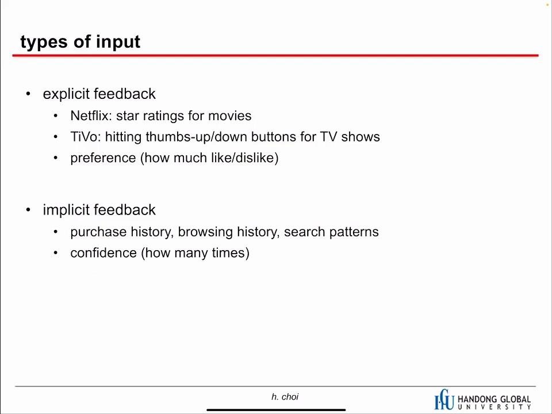Okay, so far we have been talking about explicit feedback. As an example, Netflix has star ratings for movies, and TiVo too, and we can provide explicit feedback to recommendation systems. But as I said at the beginning of this chapter, sometimes we have implicit feedback. Okay, for example purchase history, browsing history, and search patterns. So based on these user activities, we can actually implement a recommendation system, even though in these activities we don't actually provide any feedback.